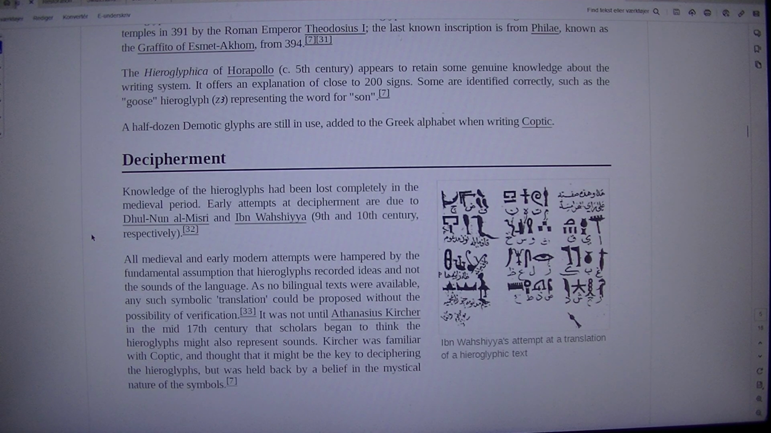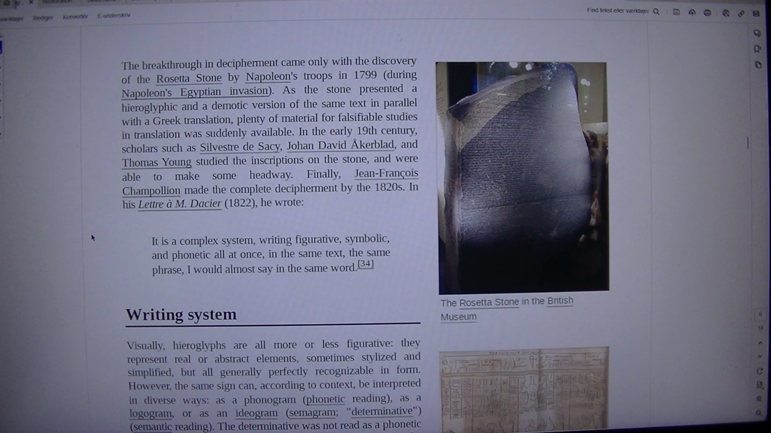The Rosetta Stone in the British Museum. The breakthrough in decipherment came only with the discovery of the Rosetta Stone by Napoleon's troops in 1799, during Napoleon's Egyptian invasion. As the stone presented a hieroglyphic and a demotic version of the same text in parallel with a Greek translation, plenty of material for falsifiable studies and translation was suddenly available.